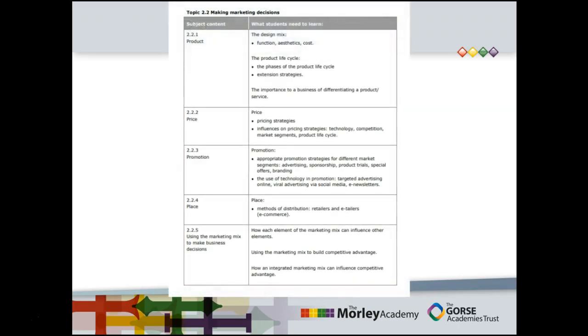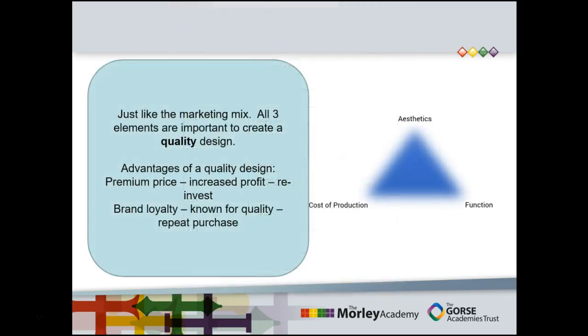Right, okay, 2.21. Here's the specification. Pause it, have a look at the bits that you need to have a look at. So we're looking here, we've got aesthetics, cost of production and function. This is the design mix, but just like the marketing mix, all three elements are important, and all three elements combined together help you create a quality design.